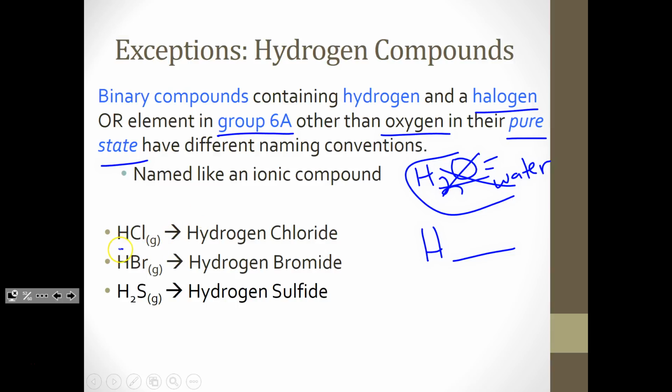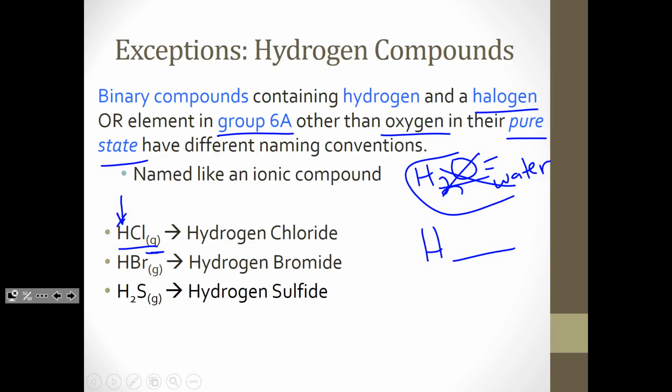So HCl, a couple things to note. It begins with hydrogen, and a lot of you may be tempted to think if it begins with hydrogen, it's got to be an acid. Well, you need to take a look at the state of matter. It's gas. The pure state of HCl is the gas form. So do not name this according to acid rules. You need to name this according to ionic rules.